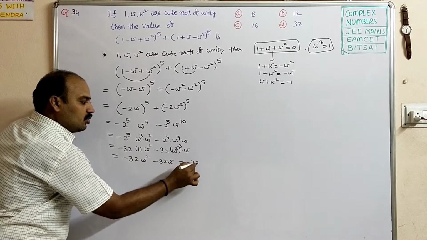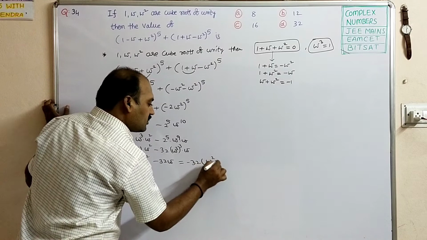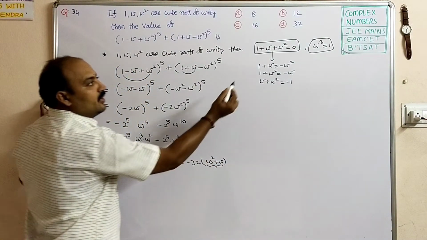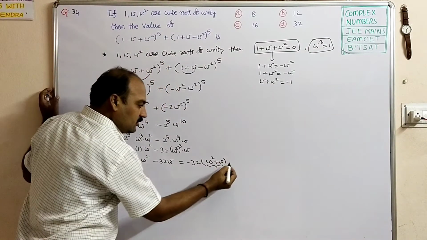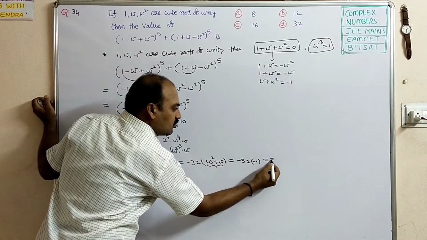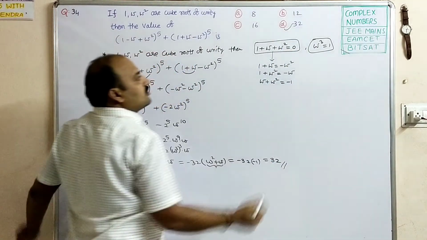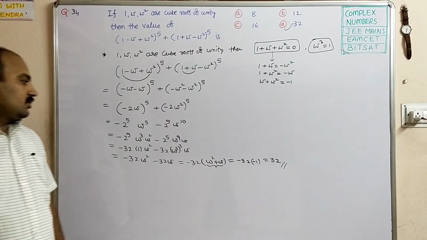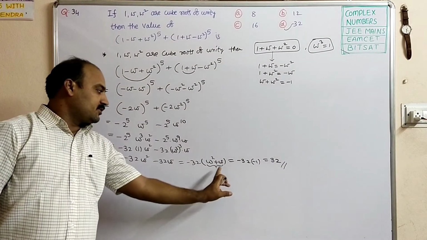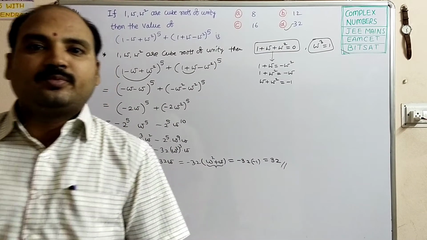Minus 32 you take outside common. So omega square plus omega. Omega square plus omega value is minus 1. So minus 32 into minus 1, which is equal to 32. So 32 is there in the fourth option. Wherever I kept these values we made as a subject already, these values we substituted. We will move to the next question now.